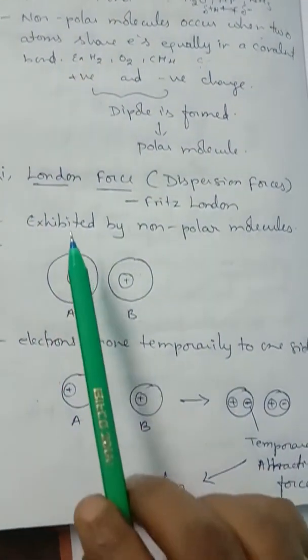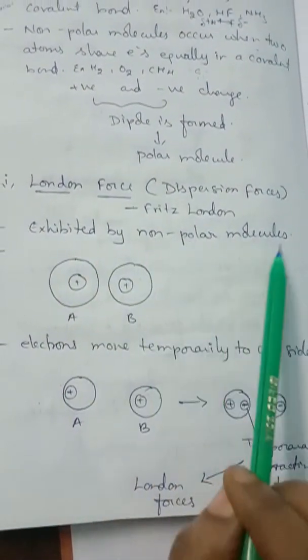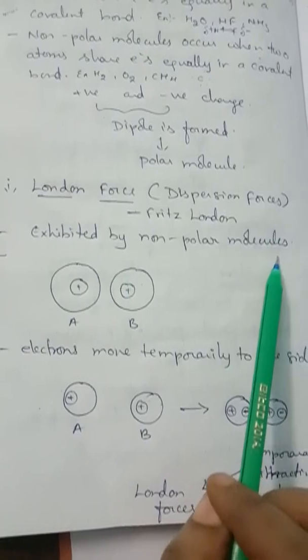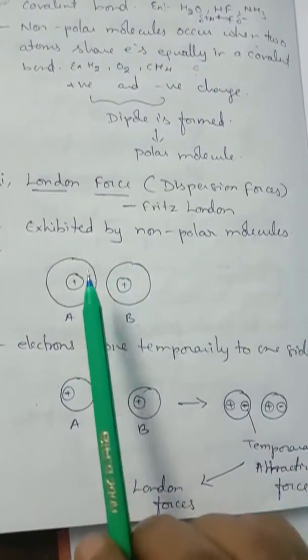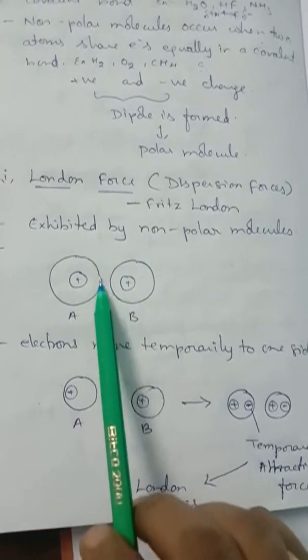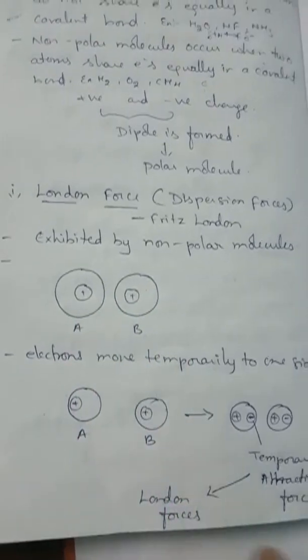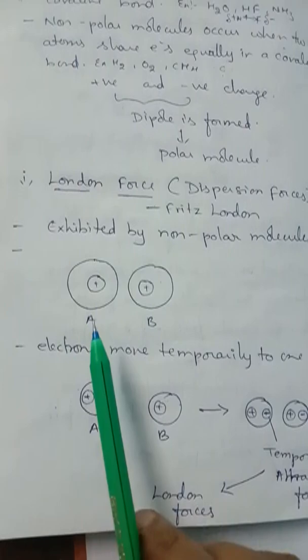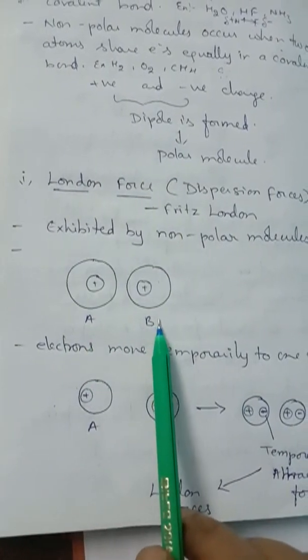London forces are exhibited by non-polar molecules. What do you mean by non-polar molecules? When the atoms share electrons equally in a covalent bond, they are known as non-polar molecules. So here I have taken two molecules, molecule A and molecule B.